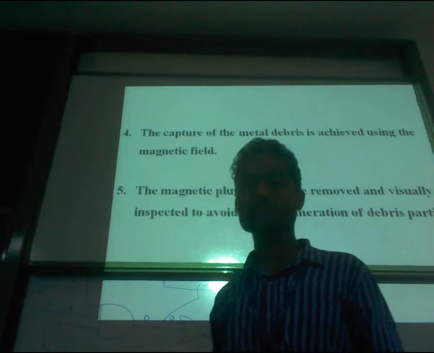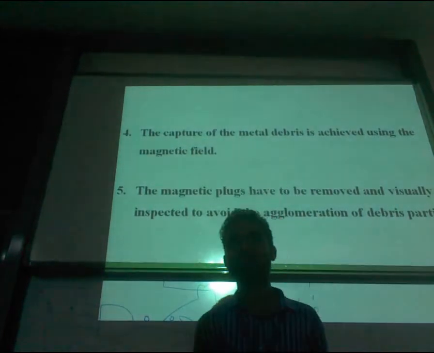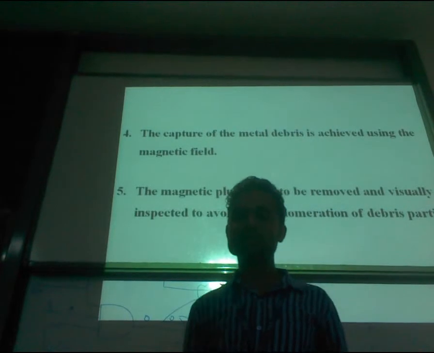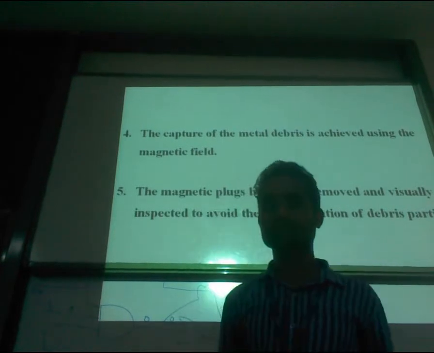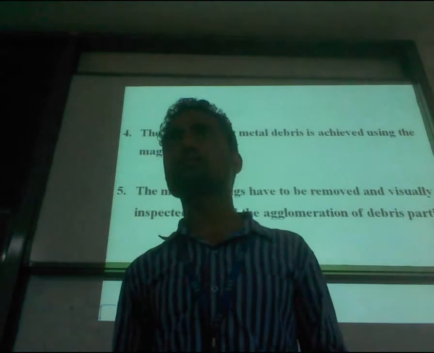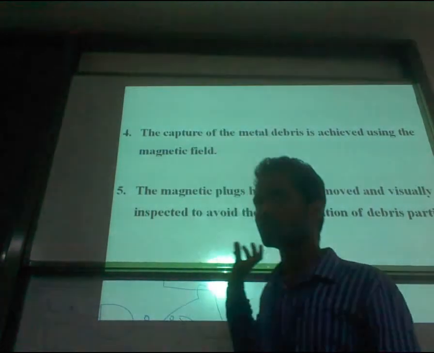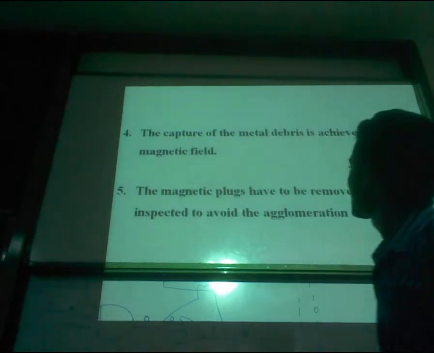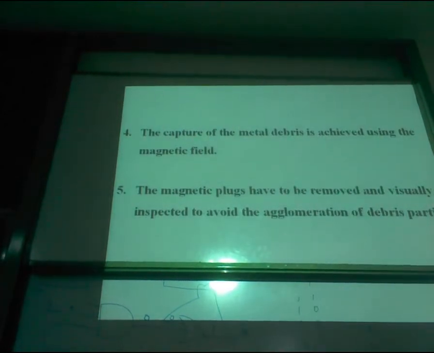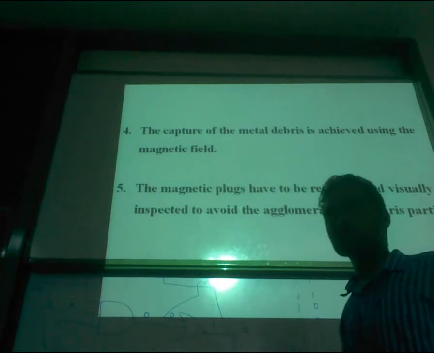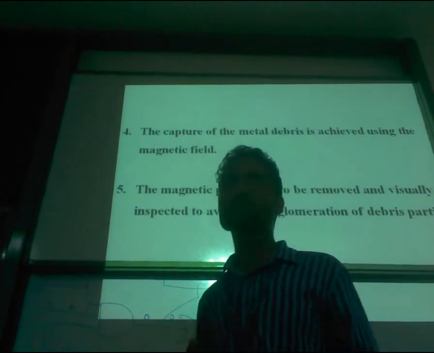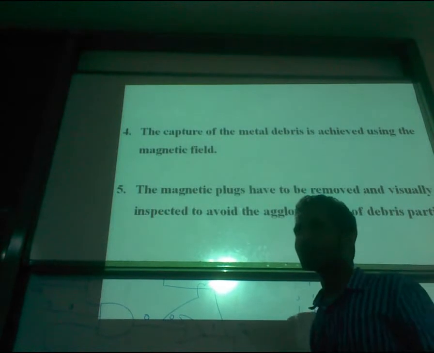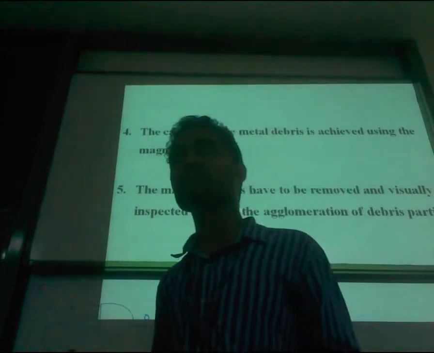The capture of the metal debris is achieved using the magnetic field. As you know, there are two electrodes forming the magnetic field inside that pipeline, and this magnetic field is the only way to detect the debris present in the flow of oil. Then the magnetic plugs have to be removed and visually inspected. When we need to inspect the particles, we have to take out that plug and visually inspect the number of particles present there.